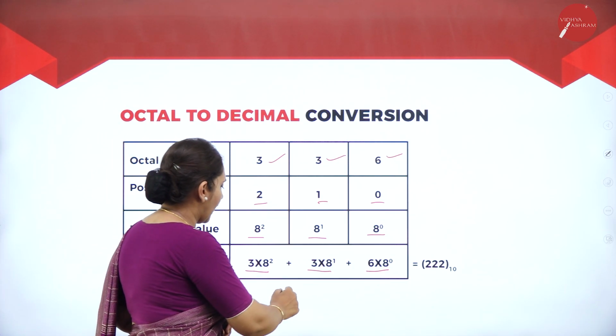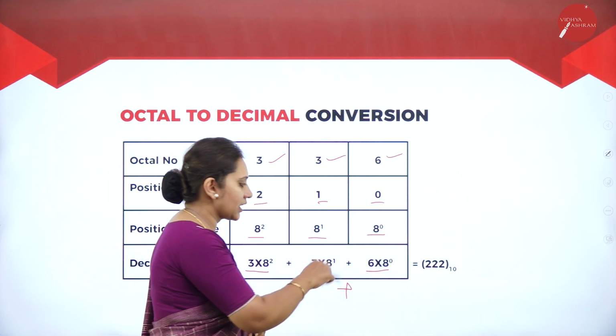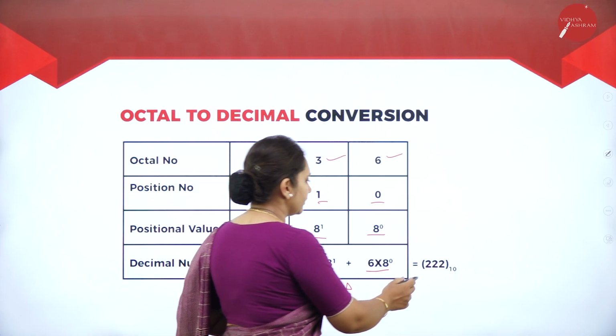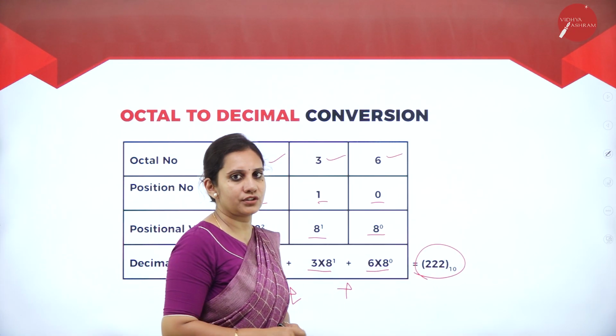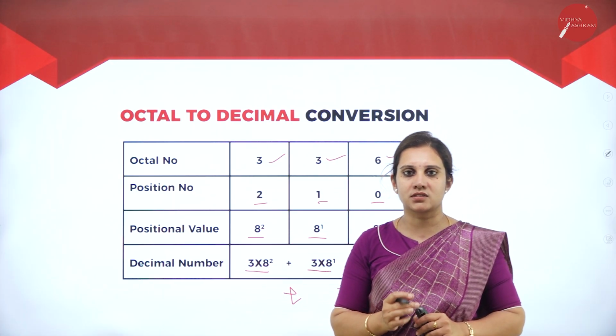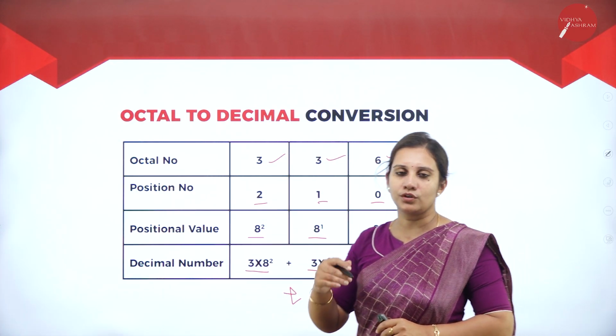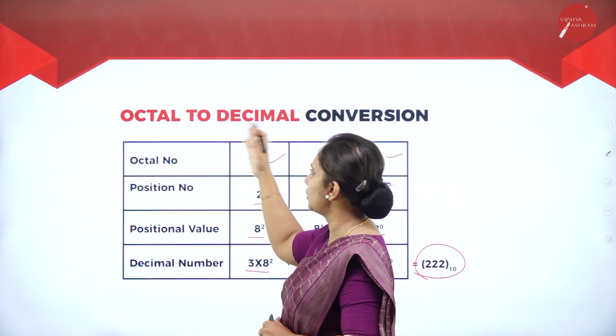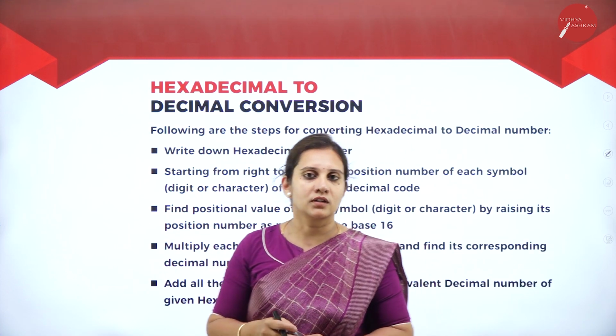So again, I need to add everything, whatever the values I will get after this, and the answer is 222, or any number with the answer you will get to the base 10. So this is the method you need to follow when you're converting from octal to decimal conversion.